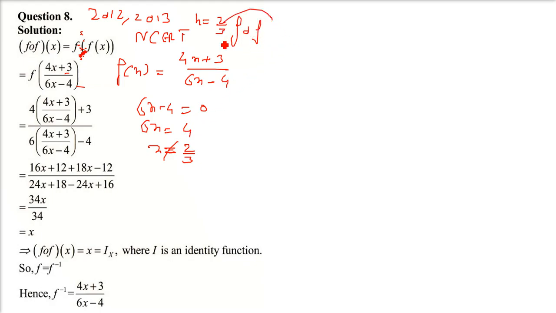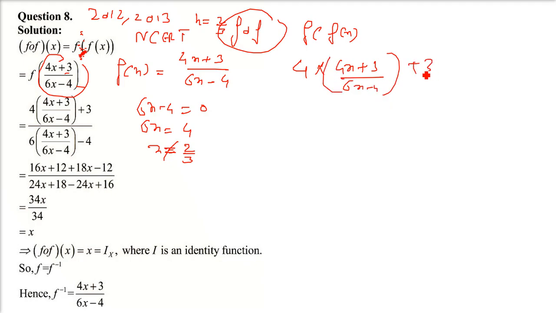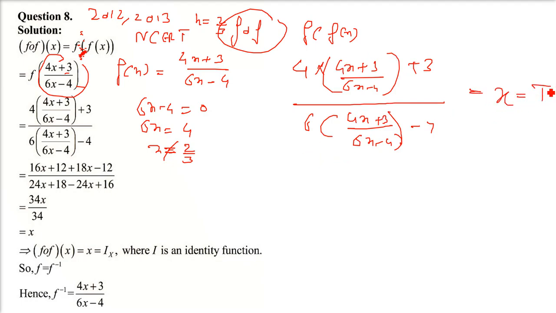Now f of f(x) we have to find out. Just put in place of x, 4x plus 3 by 6x minus 4. So 4 into this whole plus 3, divided by 6 into the whole 4x plus 3 by 6x minus 4, minus 4. So just solve it. I hope you'll be able to do it. I'll just write the direct answer and that is going to be x.